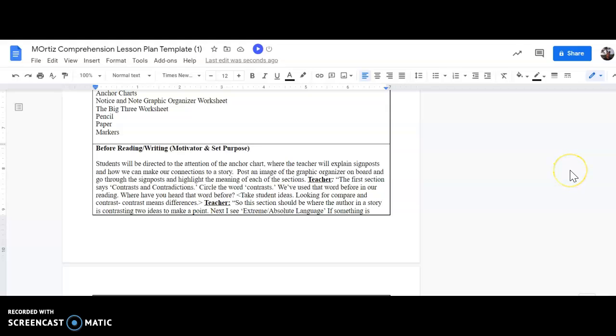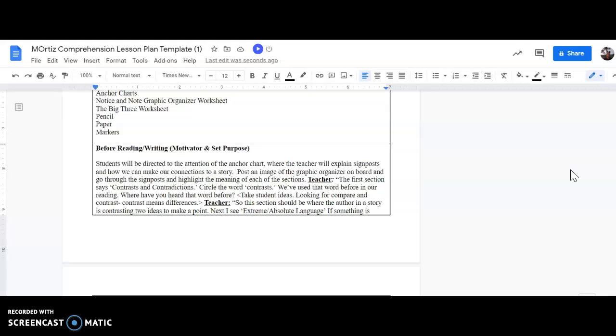All right. So before reading, motivator, set of purpose, students will be directed to the attention of the anchor chart, where the teacher will explain signposts and how we can make our connections to our story. Post an image of the graphic organizer on the board and go through the signposts and highlighting the meaning of each section. All right, then teacher, I will go ahead and say the first section says contrast and contradiction.